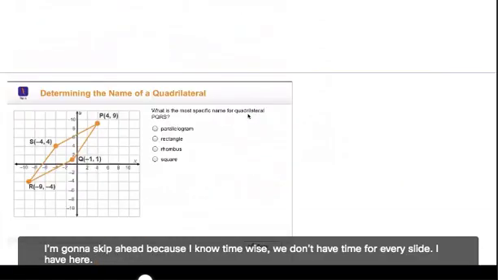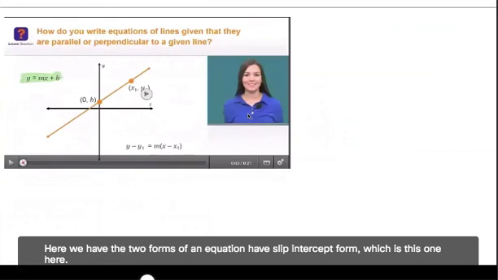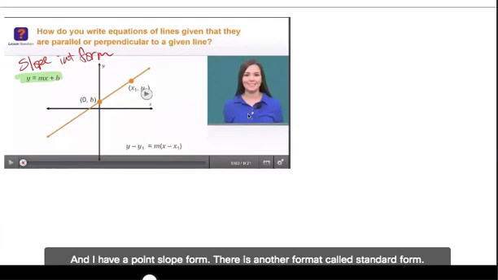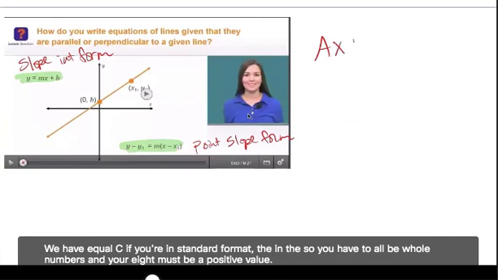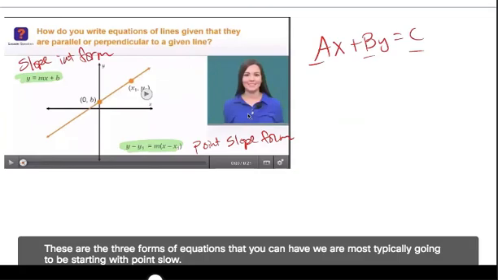I'm going to skip ahead because I know time-wise we don't have time for every slide I have here. Here I have two forms of an equation. I have slope-intercept form, which is this one here, and I have point-slope form. There is another format called standard form, where you have ax plus by equals c. If you're in standard format, the a, the b, and the c have to all be whole numbers, and your a must be a positive value.